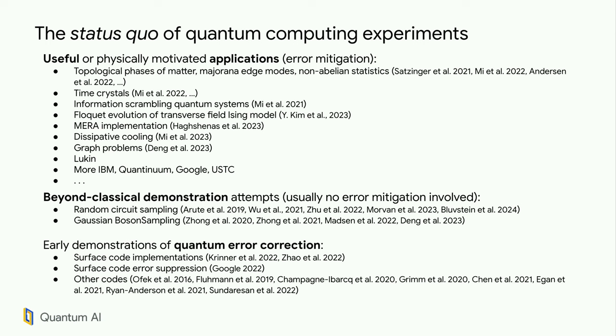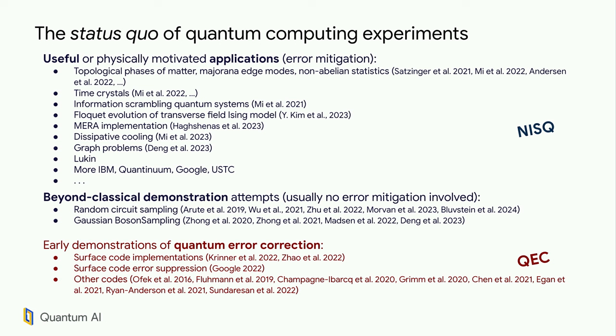So the first two sets of problems we call NISQ. So they don't attempt to correct errors. There might be some error mitigation, but we are trying to perform a computation with pretty unprotected errors.